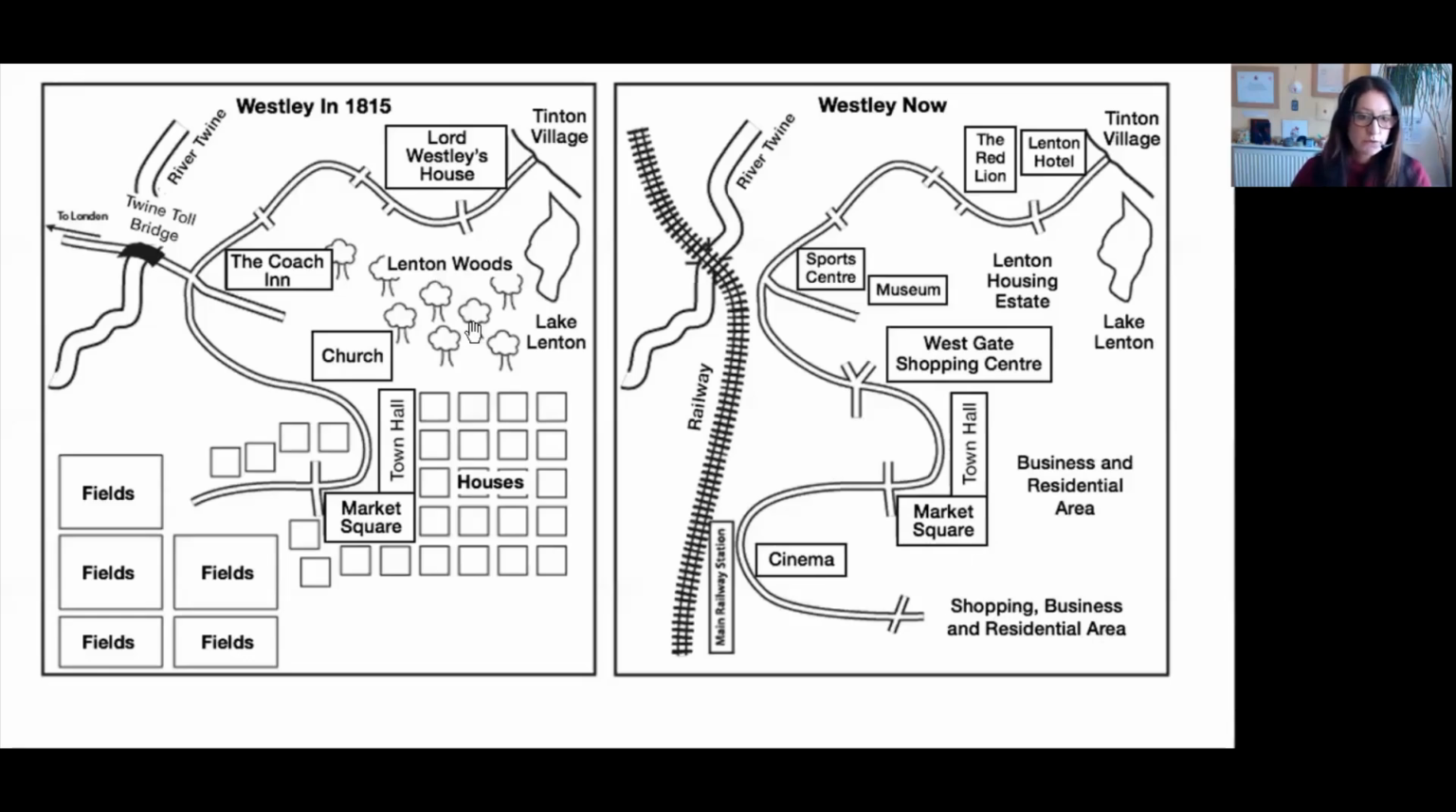The woods have also disappeared. We now have Lenton housing estates in their place. And Lord Westley's house is now the Red Lion and the Lenton Hotel. So we can see lots of changes that have taken place between 1815 and now.